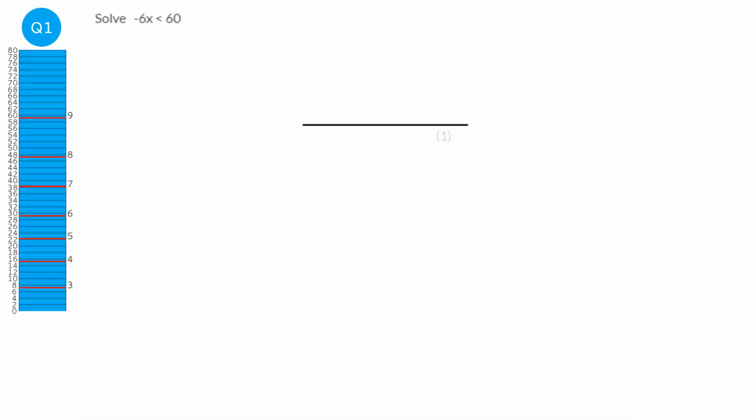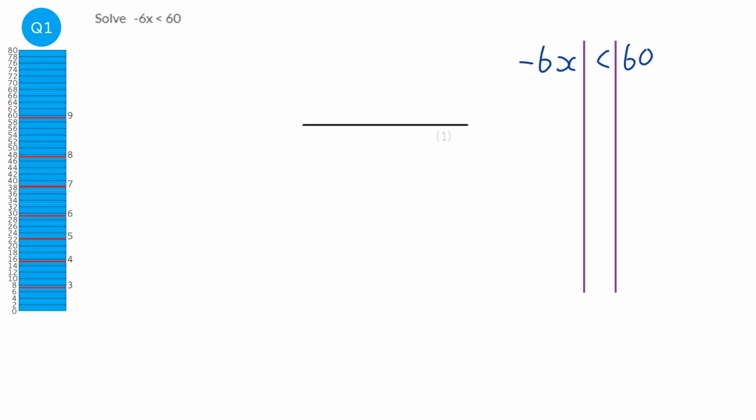Okay, so we're going to start by writing this out a little bit bigger, give us a bit more space. So it's minus 6x is less than 60. And we're going to do our tram lines down. And we're going to start by dividing both sides by minus 6, because that's what this is doing, it's timesing the x by minus 6. So I'm going to divide both sides by minus 6. So that gets rid of the minus 6 on the left hand side.